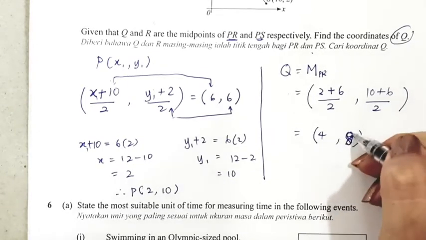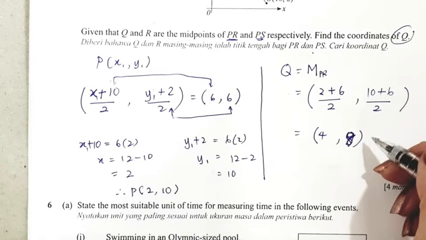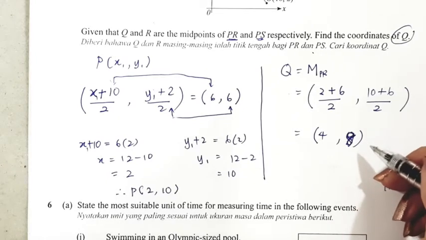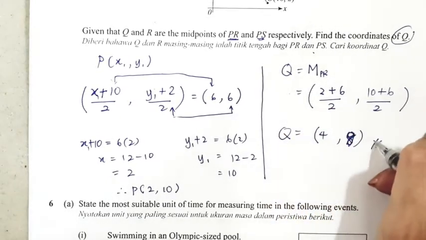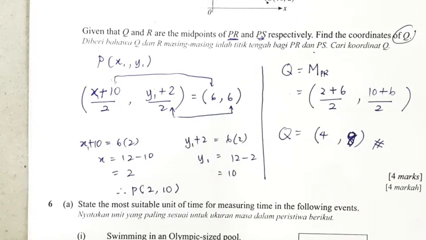16 divided by 2 is 8. So don't forget to put the bracket because this is a coordinate. So that is our answer. Coordinates Q is (4, 8). Okay?